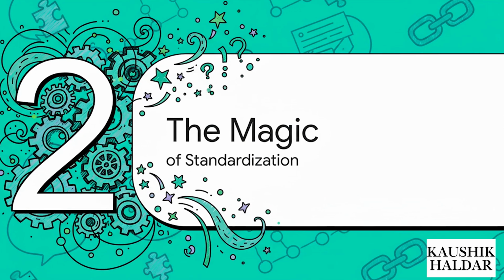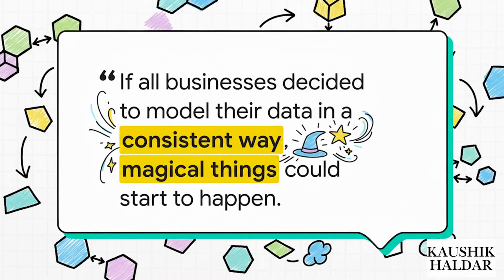Now, once you get this kind of standardization in place across your organization, something really incredible starts to happen. And honestly, it feels a little bit like magic. But it's not magic, it's just the power of finally having a common language. The source material really puts it perfectly. It says that when you get everyone on the same page modeling their data in a consistent way, that's when you'll unlock its true potential.